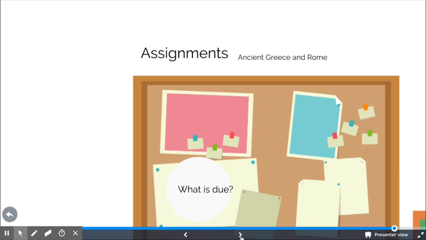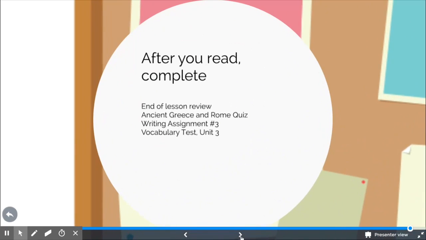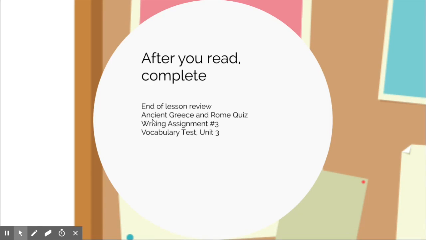The assignments from this lesson are the end of lesson review. You'll want to make sure that you read and you practice your questions before you take the Ancient Greece and Rome quiz. You want to make sure that you complete writing assignment 3. And you also want to make sure that you complete the vocabulary test and practice and study those words before you do that. You can take the test open book and have the Google Doc open as you take it, but studying the words will help you do well on that.